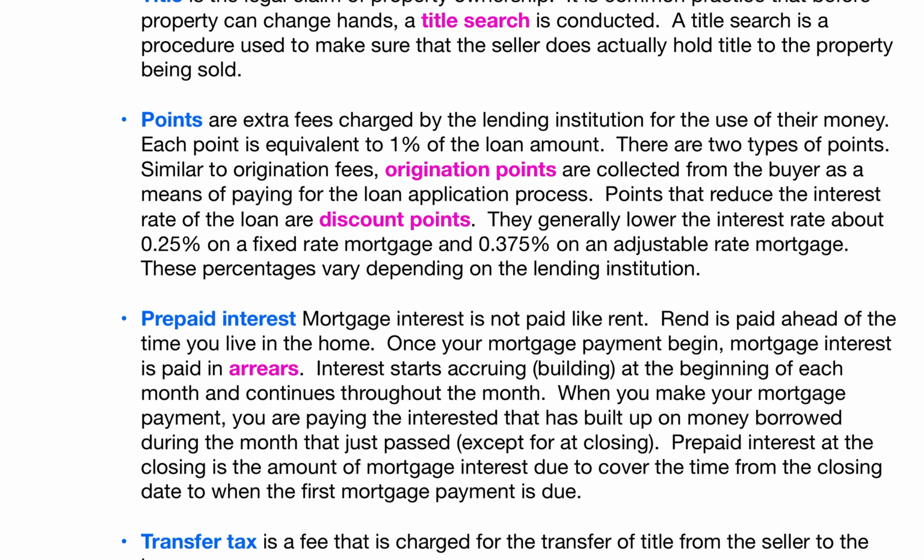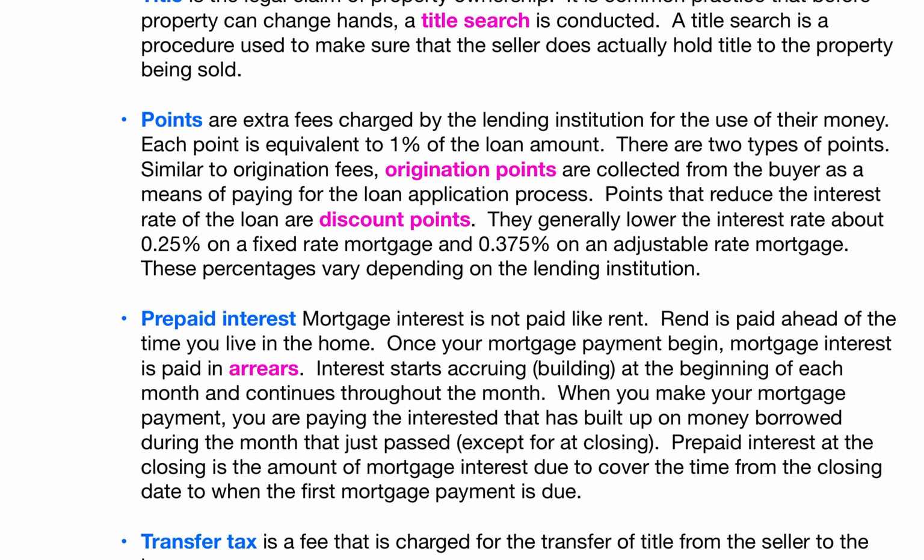of their money. Each point is equivalent to 1% of the loan amount, and there are two types of points. Similar to origination fees, origination points are collected from the buyer as a means of paying for the loan application process. Okay, and then the other type of points is called discount points, and these reduce the interest rate of the loan.